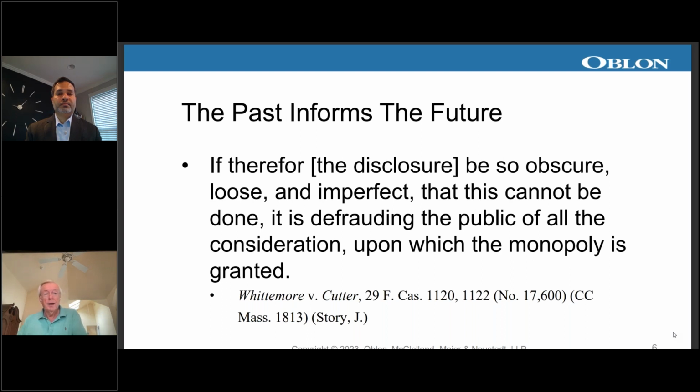And we began seeing the enablement requirement being interpreted by the courts shortly after litigation and patents began. And here it is, expressing the concept that consideration is what the public gets in return for the grant of the monopoly. If you've done any contract work, you'll understand that this is basically the quid pro quo for what's going on.